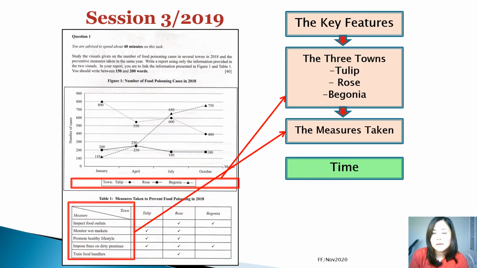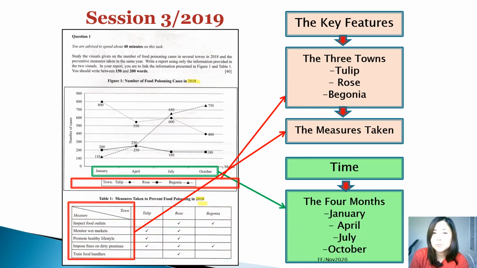Not only that, candidates are to also focus on the time frame in the question. So in this question, apparently the information for 2018 was given in both figure 1 and table 1. So you can relate the synthesis of the question by referring to the same year. However, for figure 1, the time frame given is in January, April, July, and October. So candidates are to talk about the movement trend by referring to the 4 months.